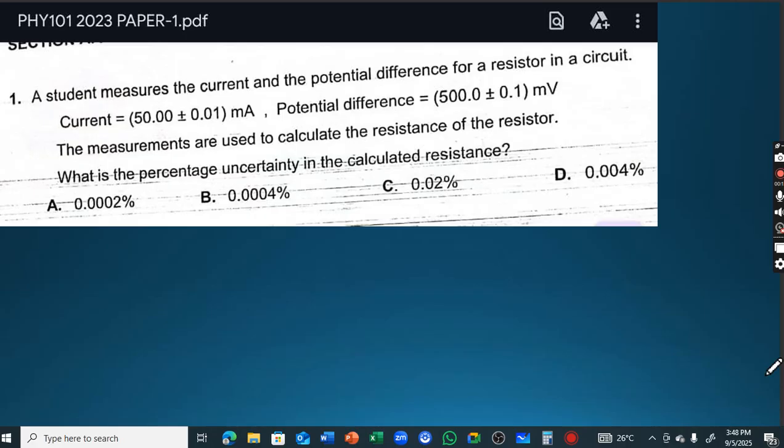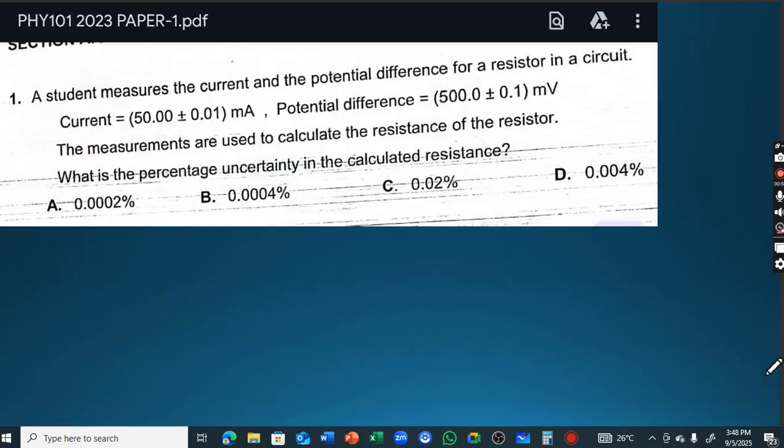So the question reads: a student measures the current and the potential difference for a resistor in a circuit. The current is given by 50 ± 0.01 milliamps. The potential difference is equal to 500.0 ± 0.1 millivolts. The measurements are used to calculate the resistance of the resistor. What is the percentage uncertainty in the calculated resistance?